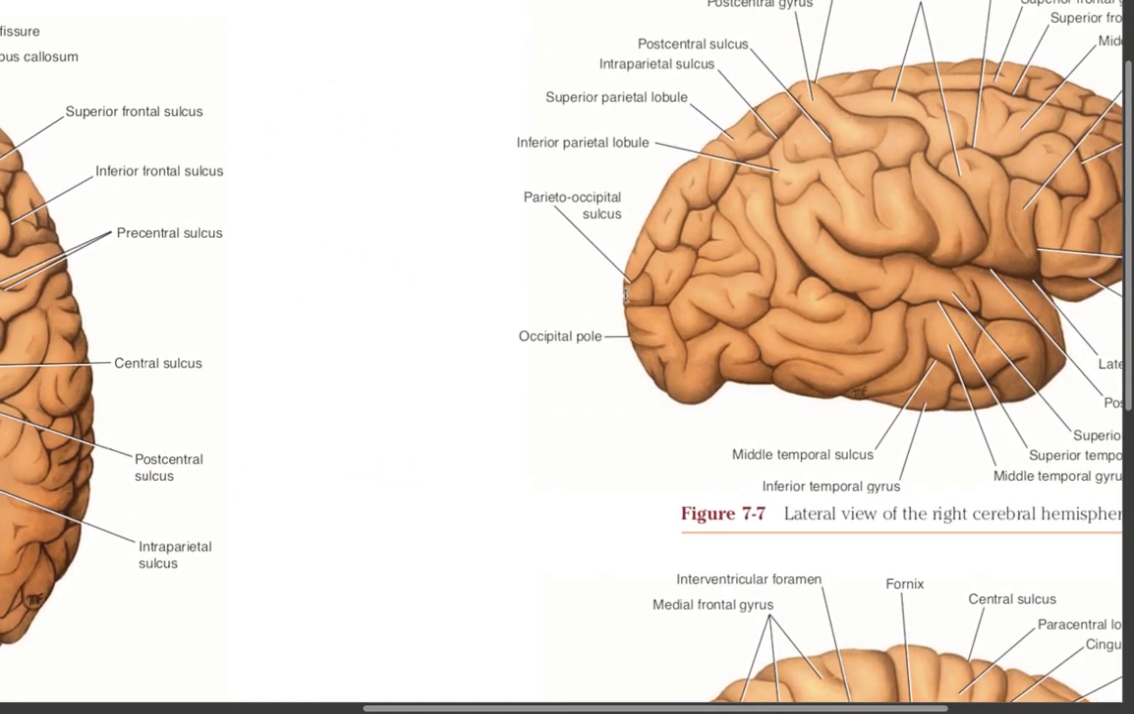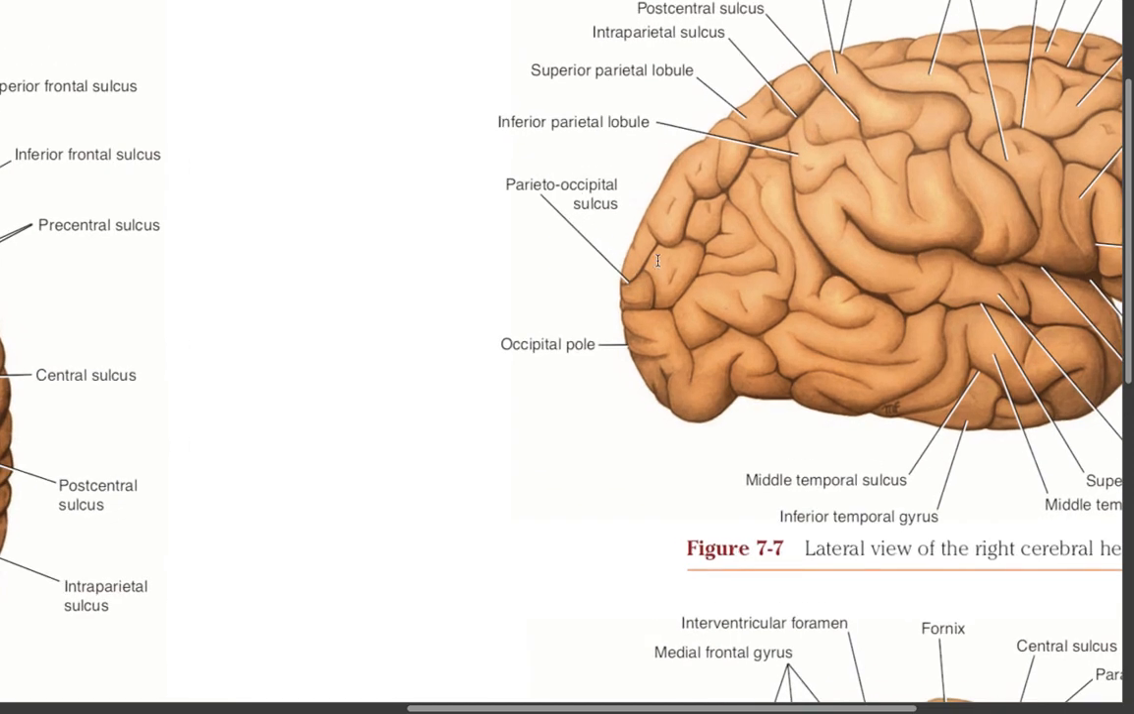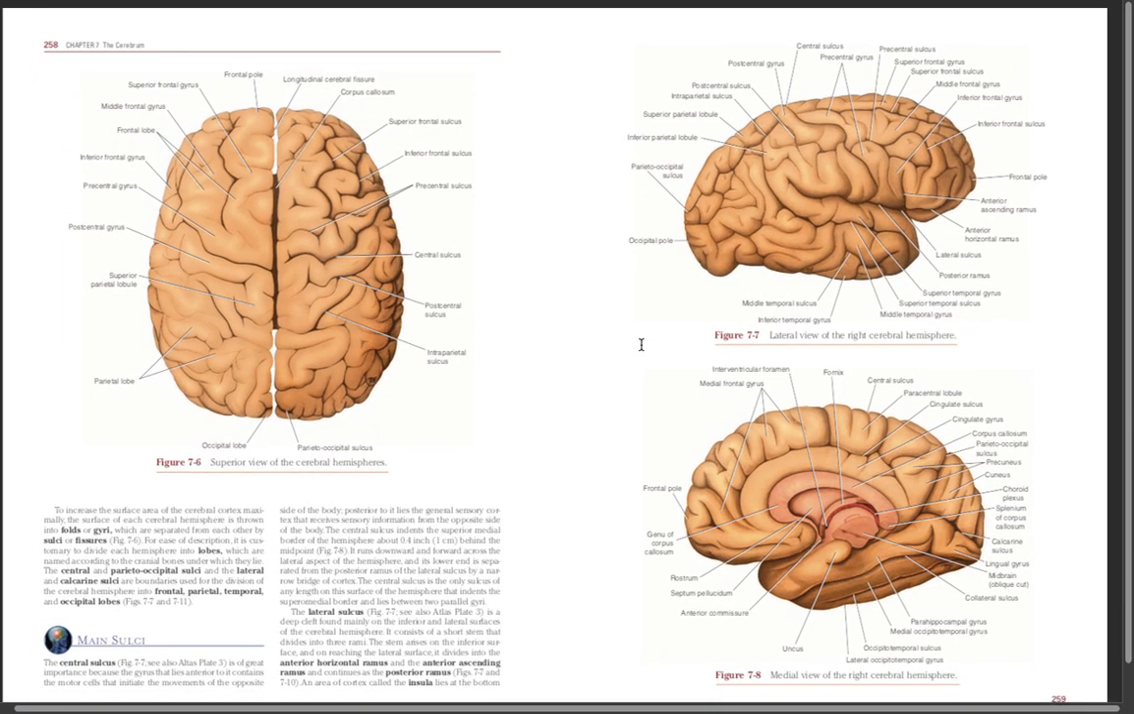This is the parietal lobe. Okay, sorry, this is the parietal lobe, this is the occipital, this is the parieto-occipital. So this is the parieto-occipital in here separating the parietal from the occipital, and from it we will have the calcarine sulcus or line.